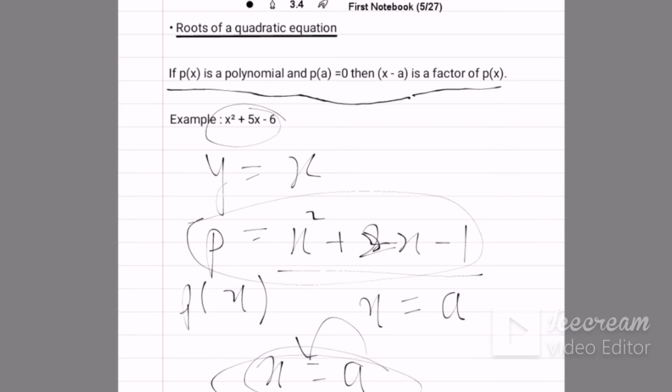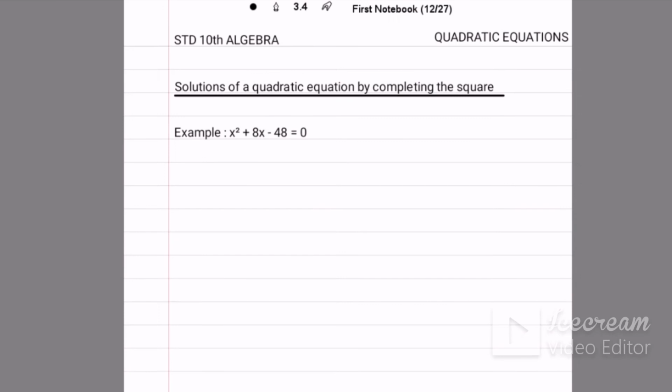So let's see. Now we are going to see the methods for solving these quadratic equations and getting their roots. The second method is the solution of a quadratic equation by the completing the square method. In this method, we have to convert the given equation into a complete square and then find its factors. So we are going to see it by solving an example.